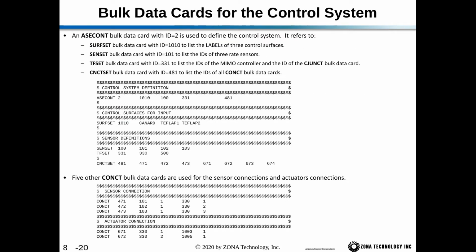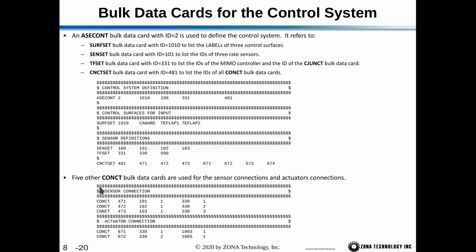Next we have our ASE controller card. So this refers to the surf set, and the surf set card lists out our 3 control surfaces. It refers to our senset card, which lists out our 3 sensors. It refers to the TF set card, which lists out the MIMO SS and the C-junct. And then it refers to the CNCT set card, which lists out all of our fixed connections.